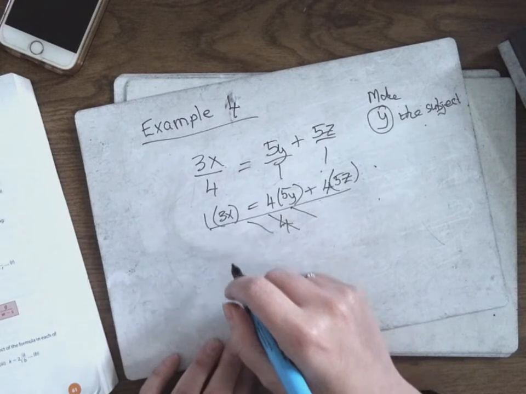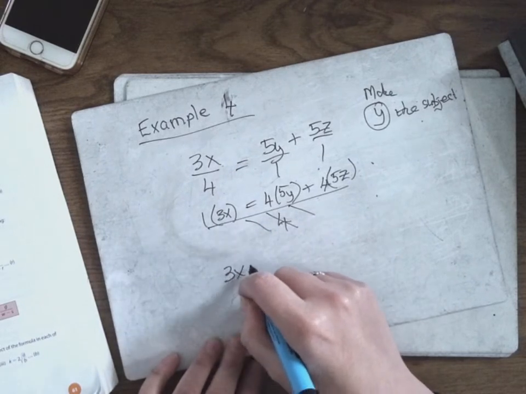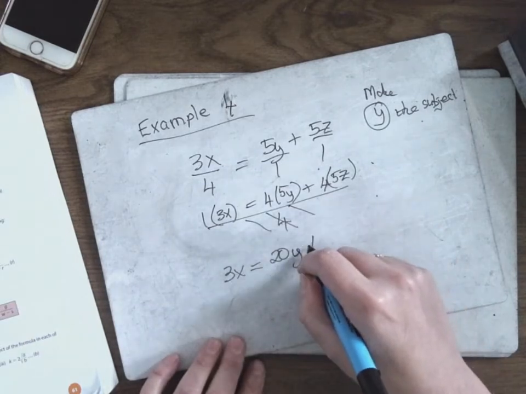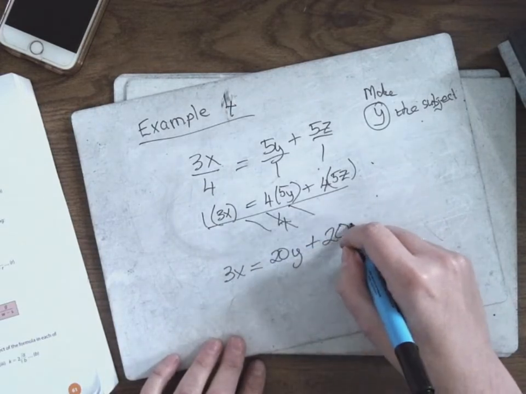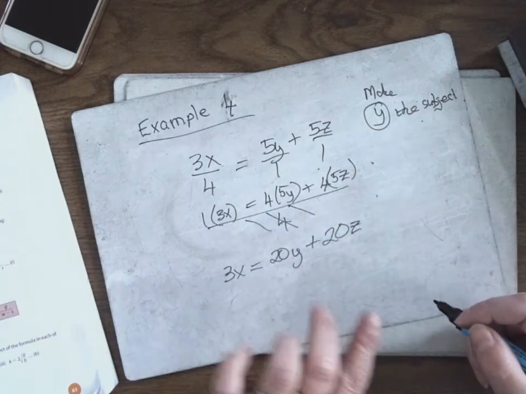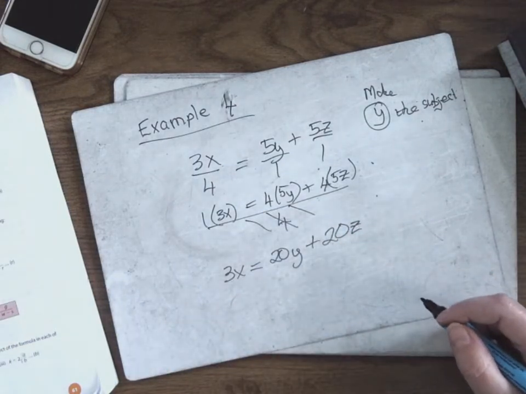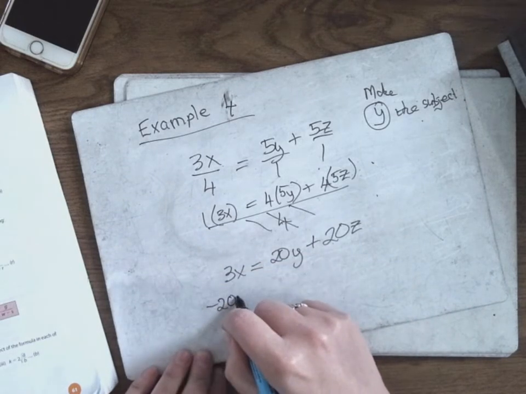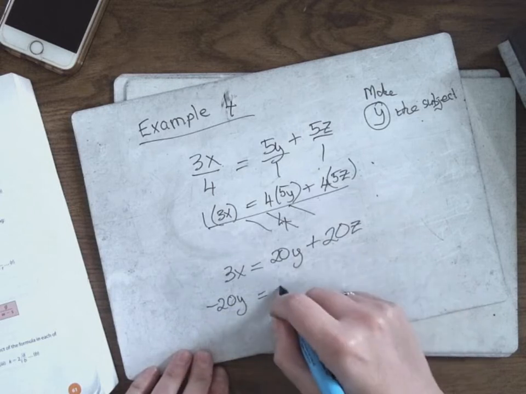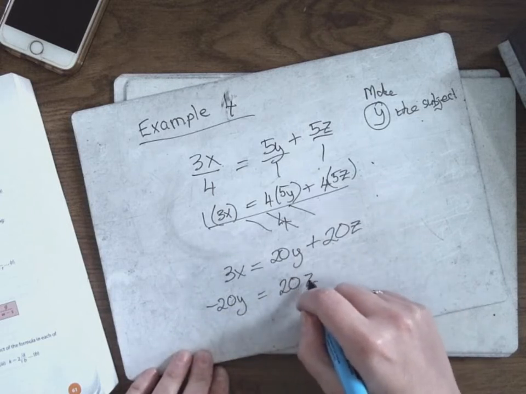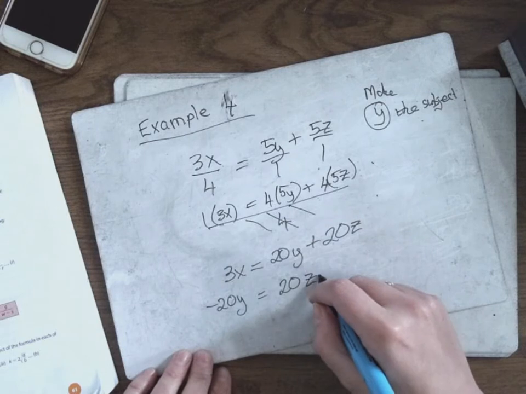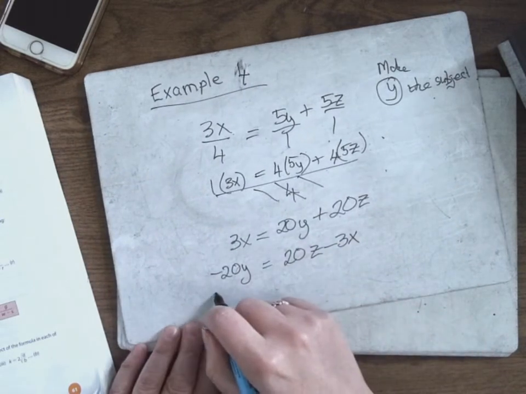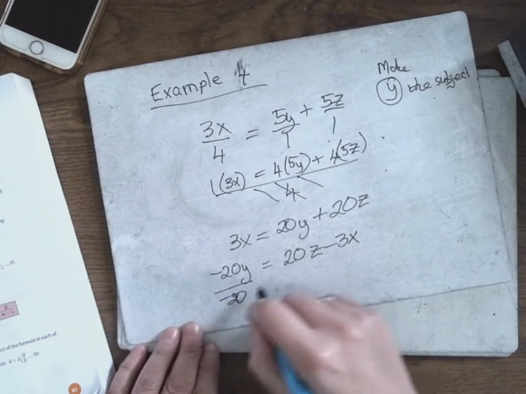So multiply out. 1 by 3x is 3x. 4 by 5y is 20y. 4 by 5z is 20z. Okay, I want to make y the subject of the formula. So I want the y's on the left and everything else on the right. So move the 20y over and it becomes a minus 20y. The 20z is here already, so leave it here. And I want to move the 3x over and it becomes a minus 3x. And then what's stuck to the y? There's a minus 20 stuck to the y. So divide each side by minus 20.